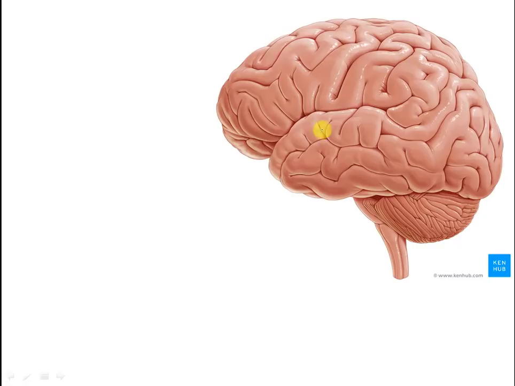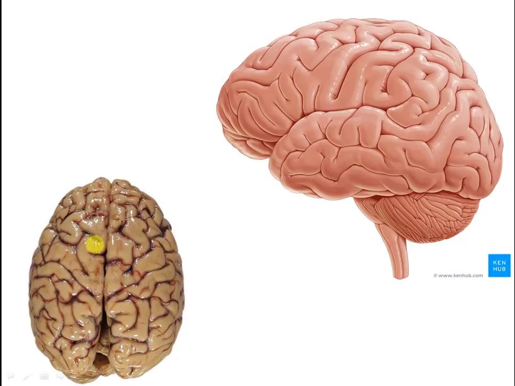This is side view of our brain. We will talk briefly about the parts of the brain. Here we have the cerebrum, the cerebellum, and finally the brainstem.